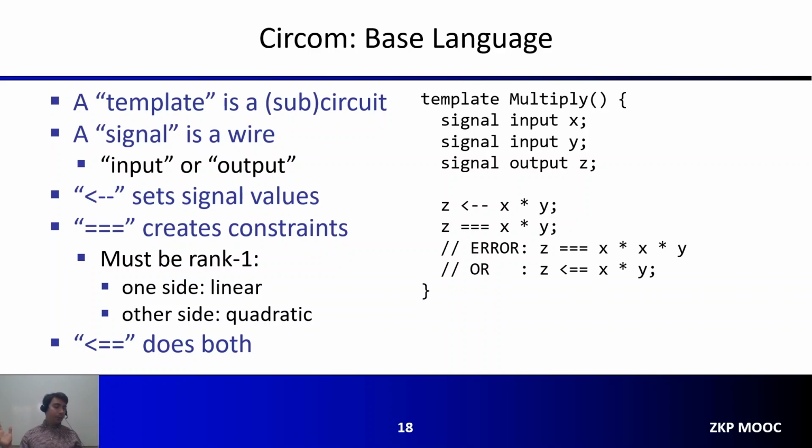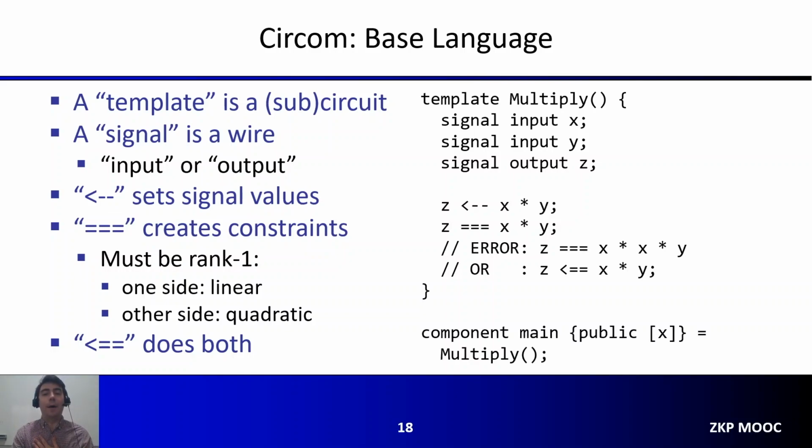However, Circom ultimately doesn't synthesize templates, it synthesizes main templates. So we have to tell Circom that this is our main template, and we do that by declaring the main component and setting it to be equal to multiply. And whenever you create a main component in Circom, you have to tell Circom which signals are public and which are private. These correspond to the public data and the private data in your zero knowledge proof.